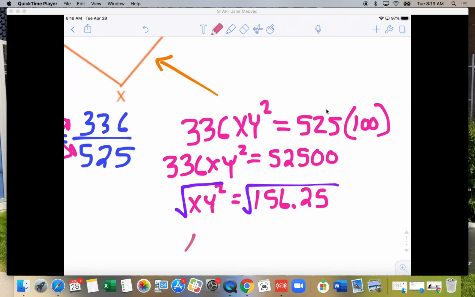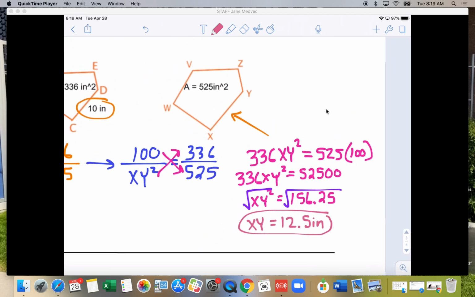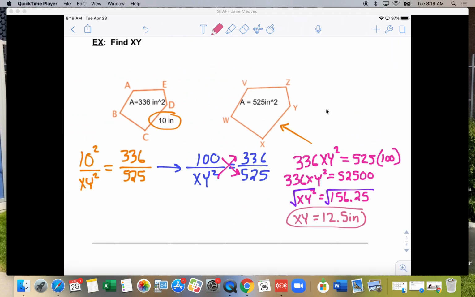And so I end up with XY equaling 12.5, and it would be inches. Okay, and it's bigger than the smaller figures, so that's a good thing. Again, when we do this, make sure that the sides or the perimeters are squared before you compare them to the area. You're going to do your cross products, and then you go ahead and run your algebra through. Don't forget to square root at the very end if you need to.